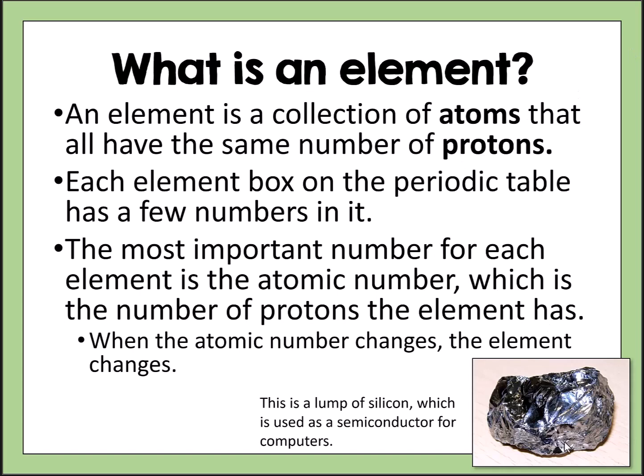So this is a lump of silicon, which is used as a semiconductor for computers. Every atom in this lump of silicon, since this is a pure element, is going to have 14 protons because that's how many protons an atom of silicon has. That's the atomic number for silicon, 14. And so any atom in here that did not have an atomic number or a number of protons of 14 would be a completely different element, making this a different element rather than just a lump of pure silicon. It would be a combination of a couple of different elements.